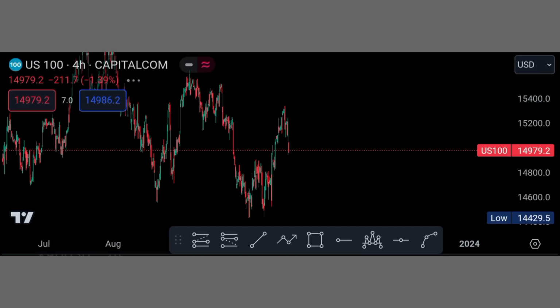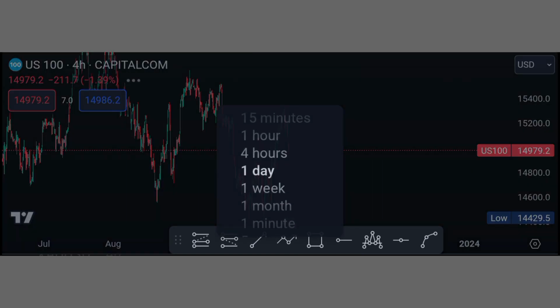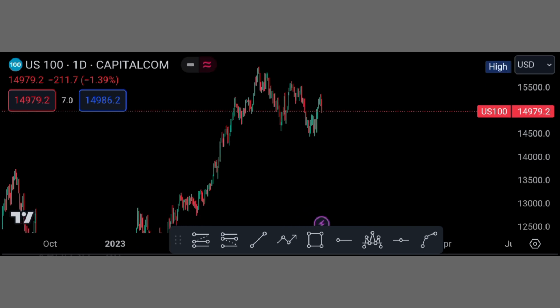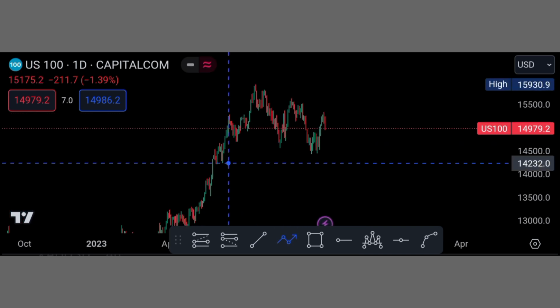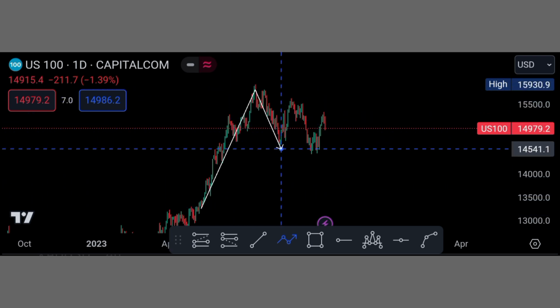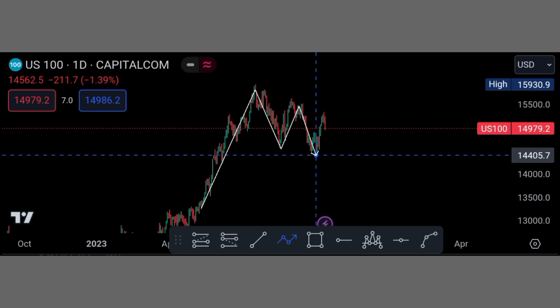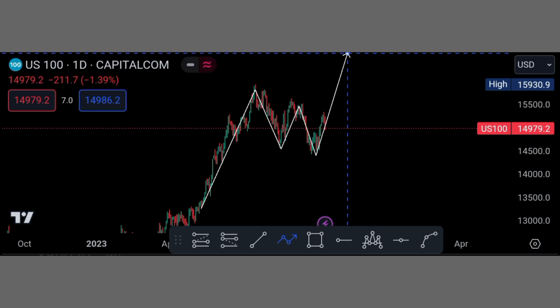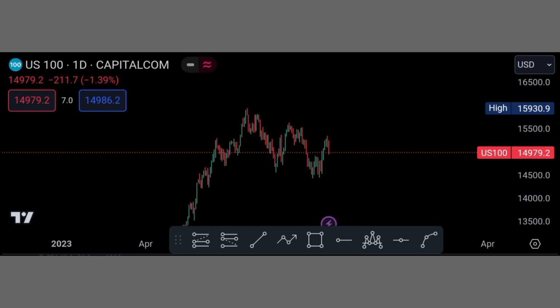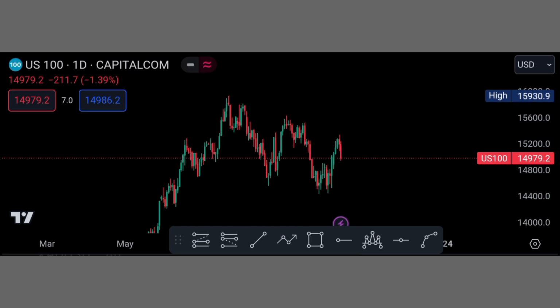And yeah, let's move over to the daily time frame. Okay, this is a very clean structure. So we had an impulse, now we're having a correction, something like this. So now we're looking to move all the way to the upside, right? Okay, so we're gonna identify our pattern right here.